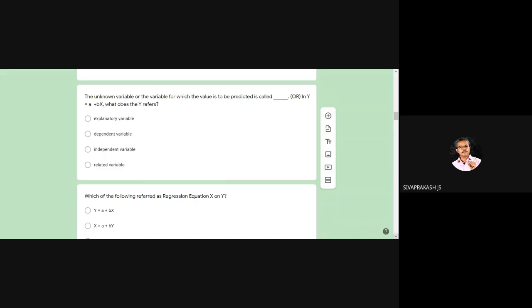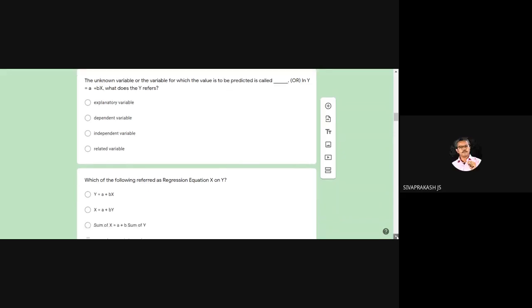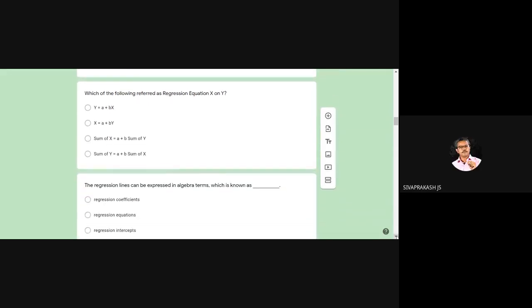Okay. In the equation x refers to independent, y refers to dependent. Okay. Yes, you said right now. Okay. Next, which of the following is referred to as the regression equation of x on y? X on y. So x on y na x left side la irukum, y right side la irukum. Adana x on y. So the answer is x is equal to a plus by.